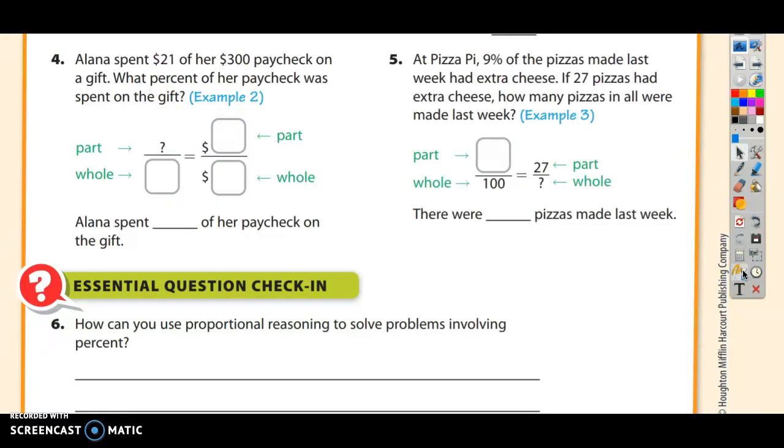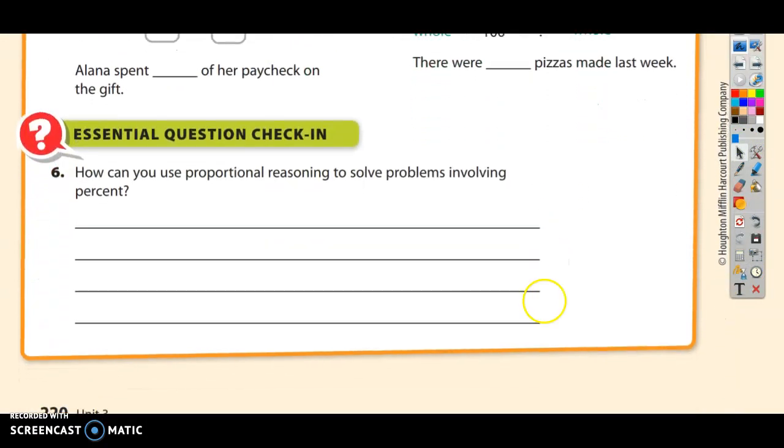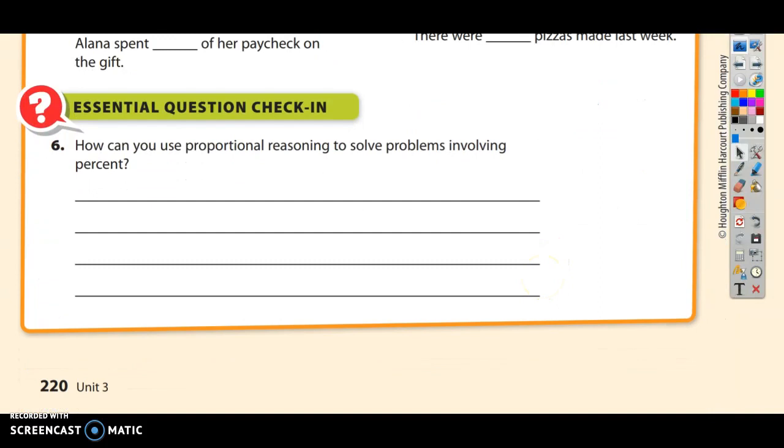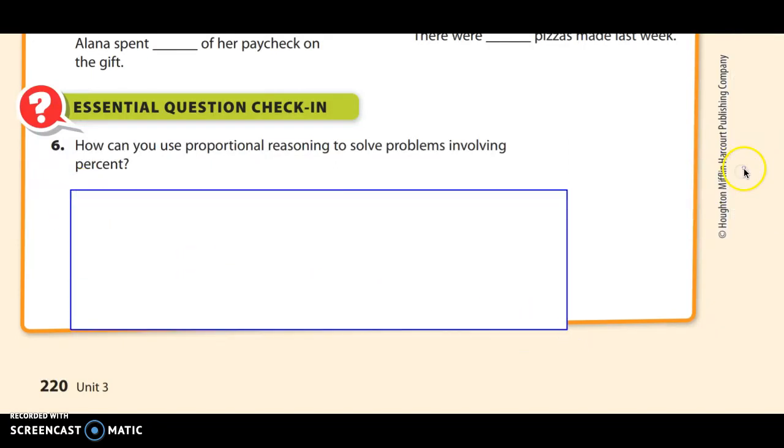The essential question, checking it at the bottom of the page, this really could be complicated, but we're going to try to make it as simple as possible. It says, how can you use proportional reasoning to solve problems involving percent? So the deal with this is, basically I kind of want to just do an image here. I'm going to make a whiteboard and do an image. Here's the deal.